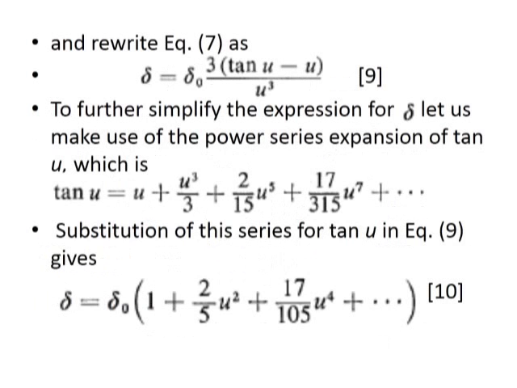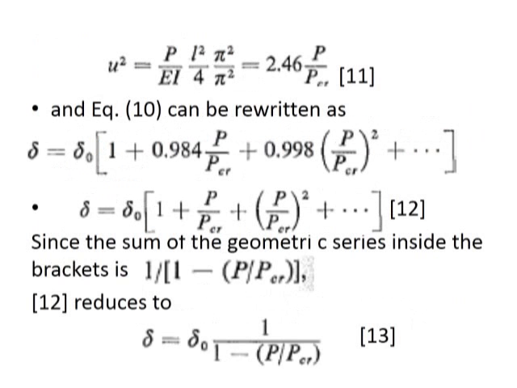Substitution of the series for tan u in equation 9 gives delta is equal to delta 0 into 1 plus 2 by 5 u squared plus 17 by 105 u raised to 4, etc. u squared is equal to P by EI into L squared by 4, which is pi squared by pi squared, that is equal to 2.46 P by PCR. PCR is the critical Euler load. This equation can be rewritten as delta 0 into 1 plus 0.984 P by PCR plus 0.998 P by PCR squared, etc. Since the sum of the geometric series in the bracket is 1 by 1 minus P by PCR, this equation reduces to delta 0 into 1 by 1 minus P by PCR.